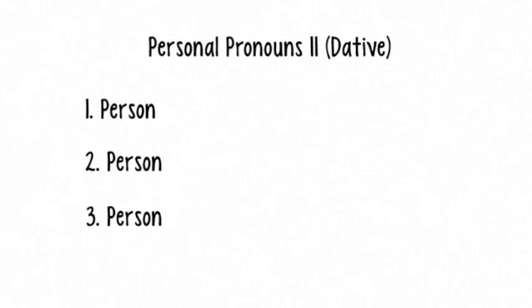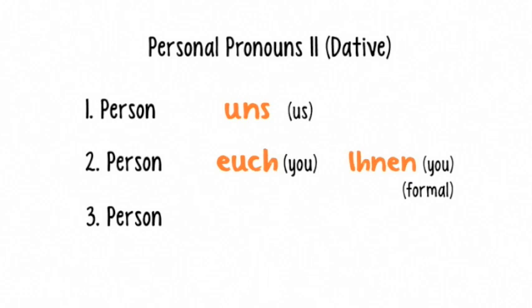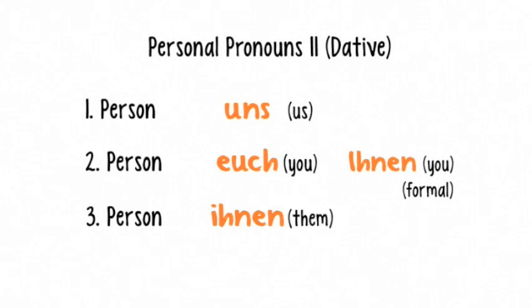Let's continue with the first person in the plural form. Uns, which means us. In the second person, euch, which means you. Again, here we have the formal form of you, which is Ihnen as well. Ihnen. And for the third person, we have the word ihnen, which means them. As you can see, the formal form of you, which means Ihnen in both cases in the singular and plural form, is always capitalized. Uns, euch, ihnen.